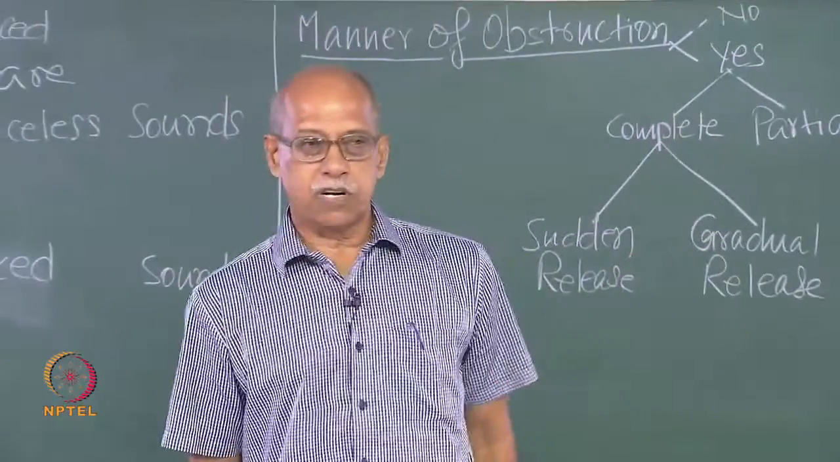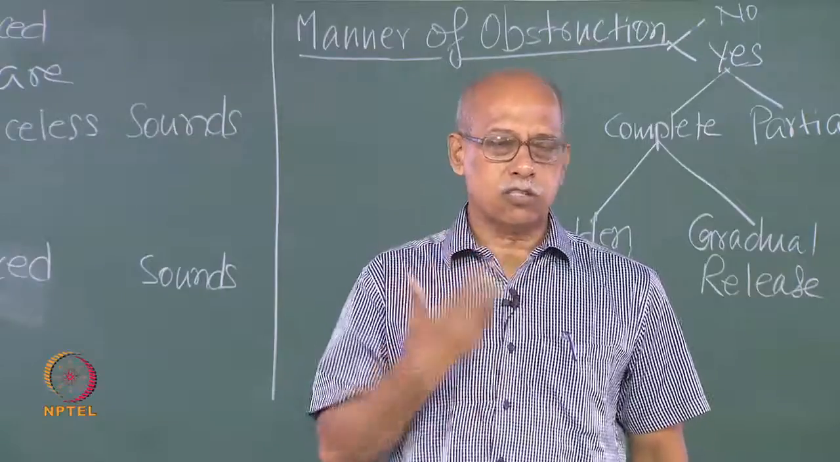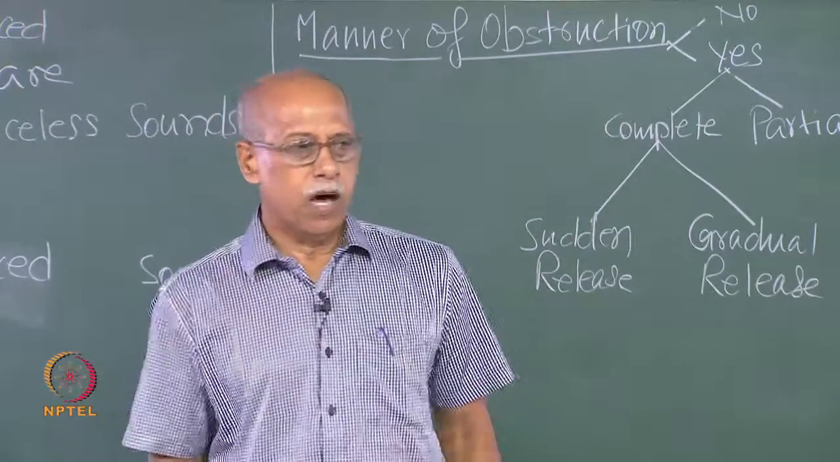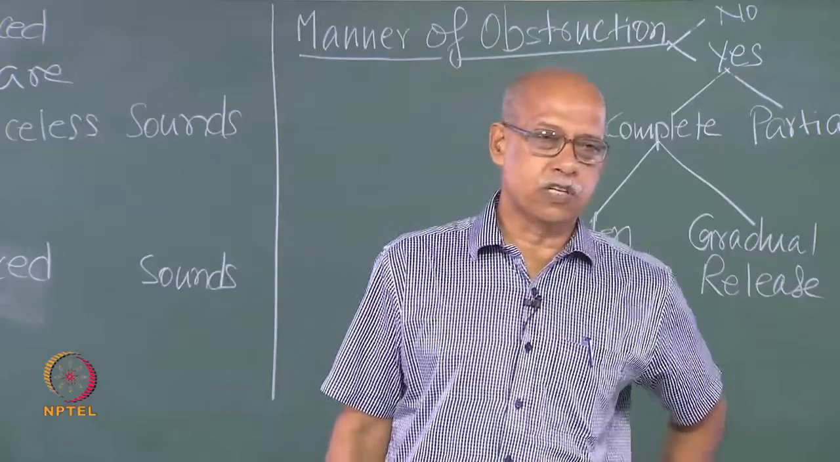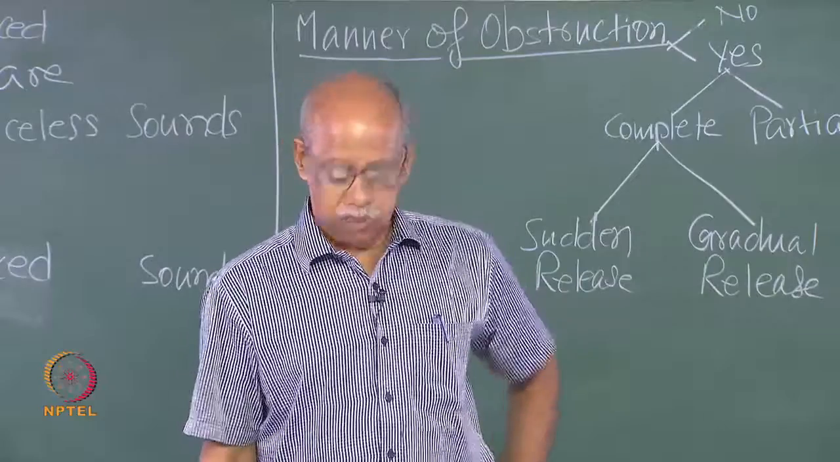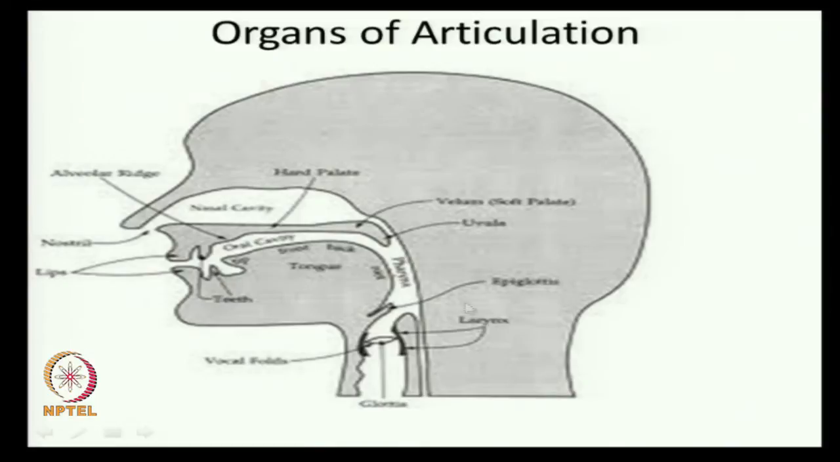Third, are they obstructed or unobstructed? They are unobstructed. Once they cross the vocal cords, once they leave the vocal cords vibrating, after that there is no obstruction anywhere in the production of speech sounds. They pass through the oral passage. You see, here are the vocal cords. They cross it, they leave it vibrating, and then they go through the pharynx and then through the oral passage, through the oral cavity. They flow freely, and that is a vowel sound.